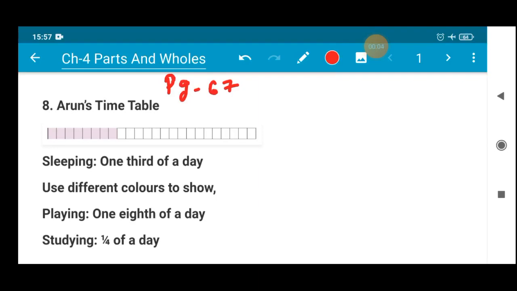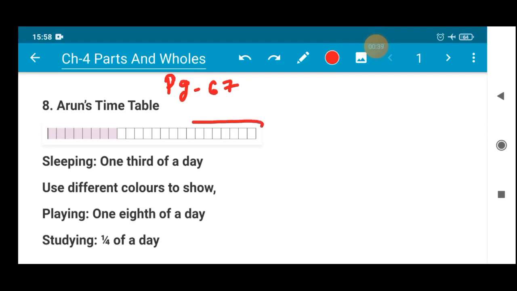In this session we will be doing page number 67. The topic I have chosen for today's session is Arun's timetable. Everyone in our own life has got our own routine, our own timetable, starting from sleeping, starting from breakfast, right? Evening time to have a tea and coffee, or to drink a milk. Everywhere we are arranged in a timetable, isn't it? So Arun similarly has got one timetable.